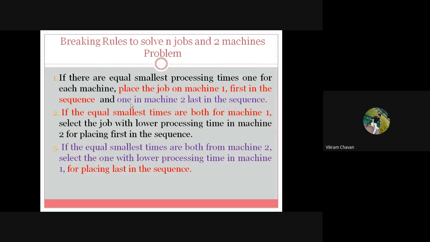Okay, I already told you that this problem is important for the GATE also. So the sequencing problem may be asked in the GATE examination also. So you have to remember these particular rules. The simple problem, there is nothing else. We have to just decide the sequence on the basis of rules given in the Johnson algorithm.